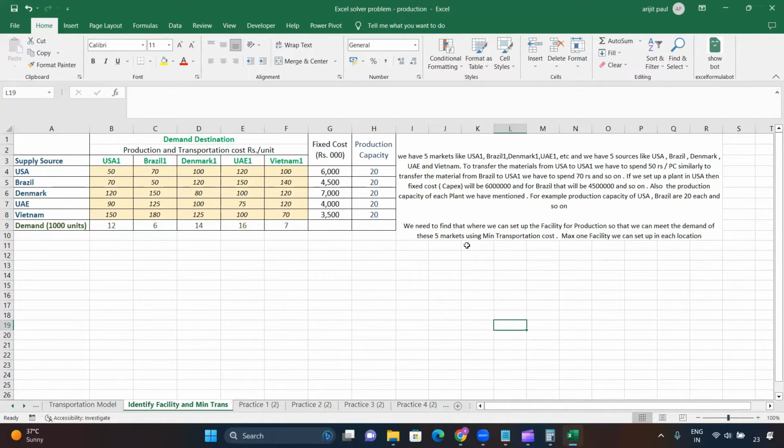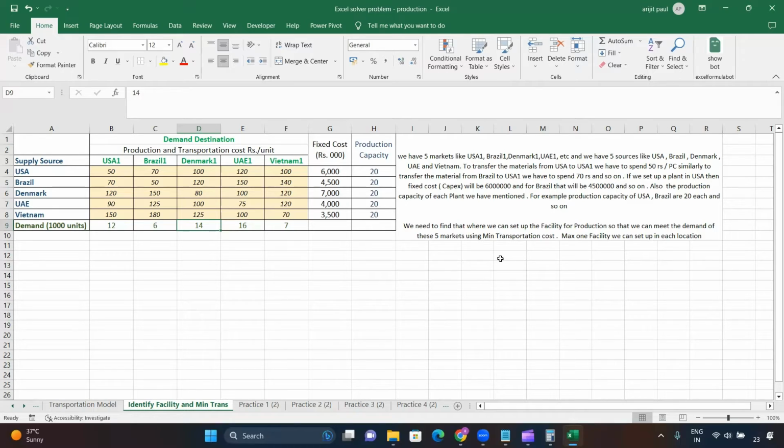So what are the demands of these 5 markets? For the USA market, we have a demand of 12. For Brazil, we have a demand of 6 pieces. For Denmark, we have a demand of 14 pieces. Let's consider this demand per day. Okay. UAE is 16 and for Vietnam, that is 7. So that we can meet the demand of these 5 markets using minimum transportation cost.